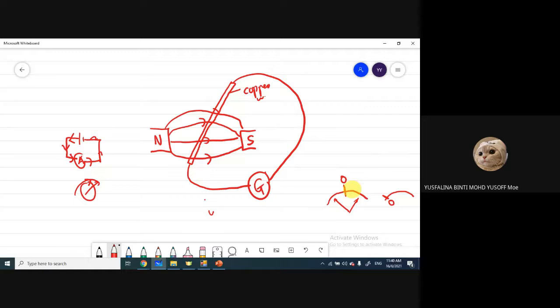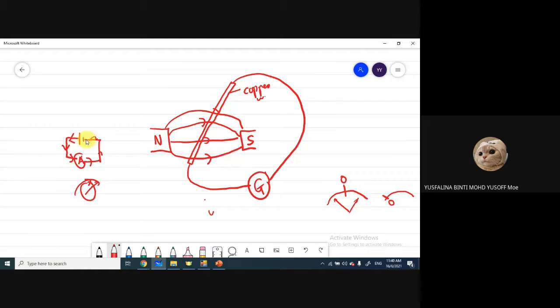But for this one we don't know, because we don't know which one is the positive and which one is the negative terminal. So if we don't know, we have to use the galvanometer to know the direction of the current.